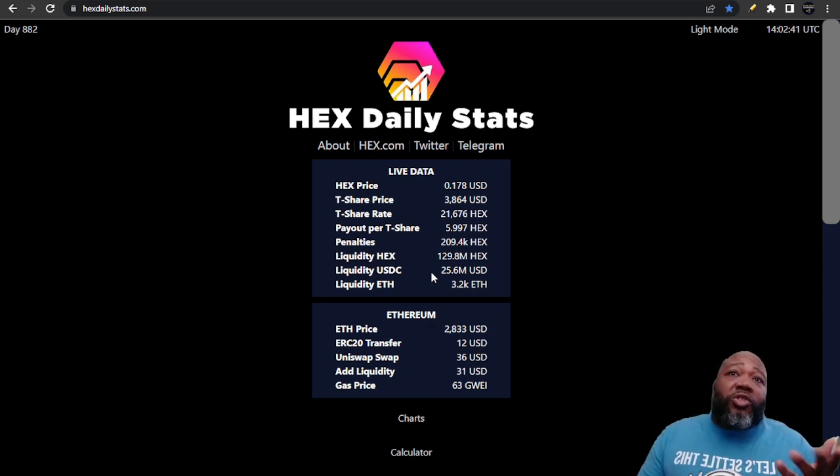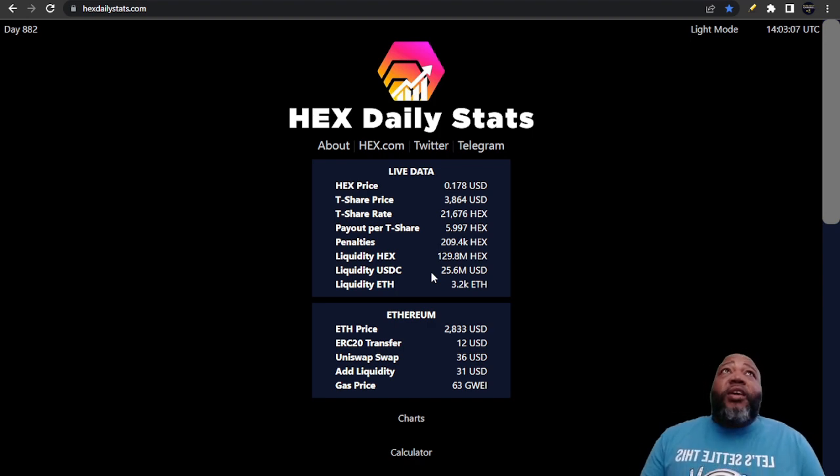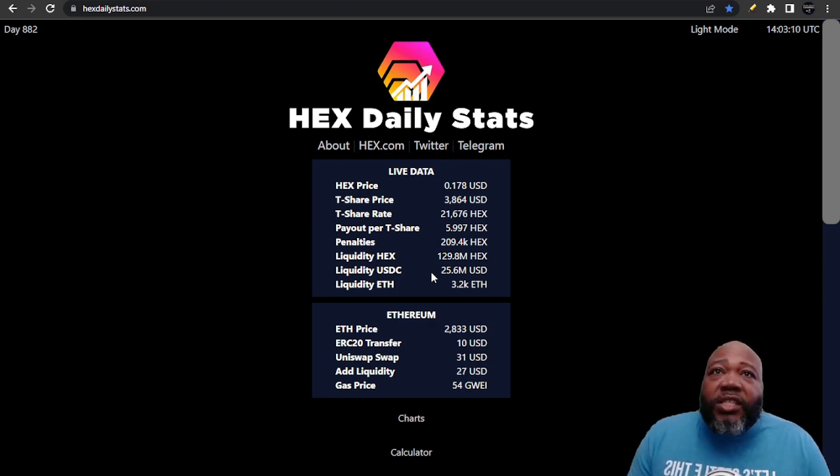I love this chart, guys. The reason I wanted to start off with this chart is because one of my biggest difficulties with HEX was breaking down the whole T-share rate. And this chart, for some reason, it just clicked. It spread it all out and broke it down. It flows perfectly: the HEX price, the T-share price per T-share, and how many HEX you need for one T-share. The staking is all about the T-shares, how many T-shares you were able to get. I just love this site here.